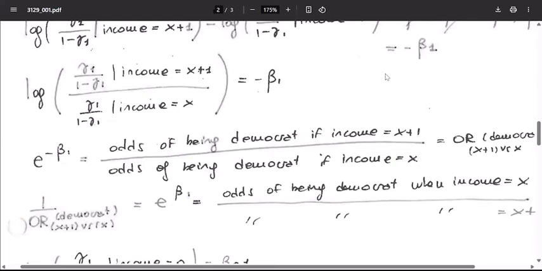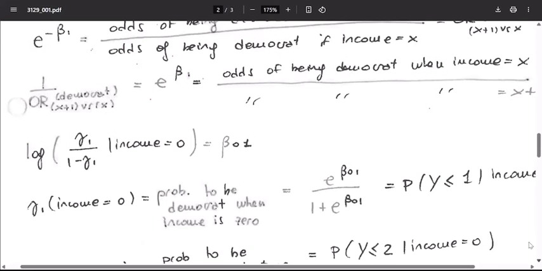But 1 divided by that, in the case of what we're doing now, which is the reason why we're doing this. Look at that, 1 over R or R. Can you see that? So this is going to read the odds of being a Democrat if income is X plus 1, versus the odds of being a Democrat if income is X. Okay? So take a look at that.